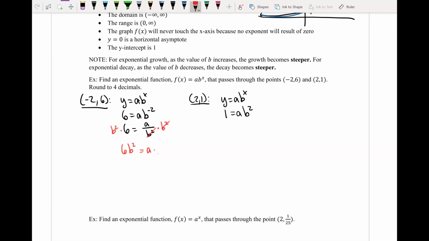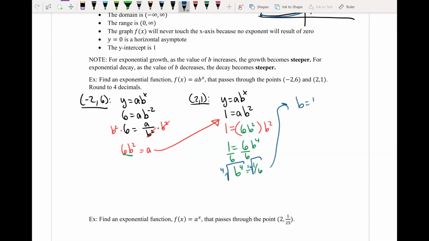Now I'm going to plug it into the other equation. We got 1 is equal to a, and a, you can see, was 6b squared. And you get 1 is equal to 6b to the 4th power. So I'm going to divide by 6. So b to the 4th power equals 1/6. I'm going to take the 4th root of both sides. And remember, we also have to write plus or minus because it's an even root. So b is equal to plus or minus the 4th root of 1/6.